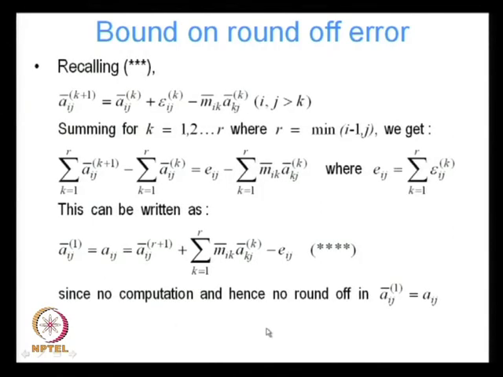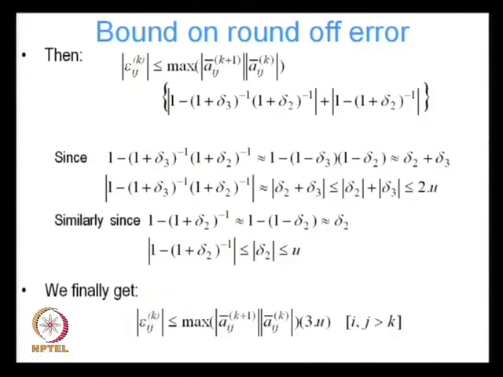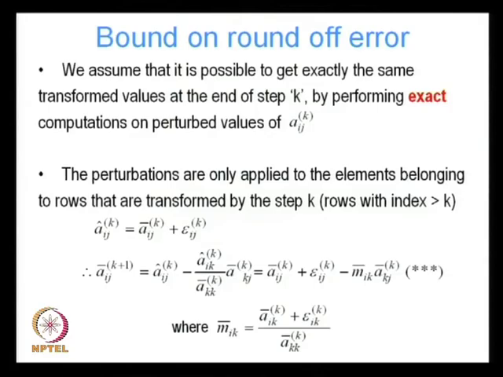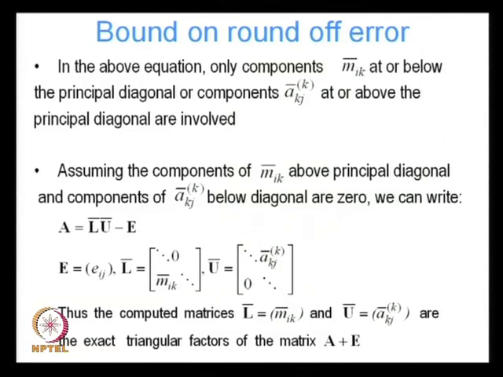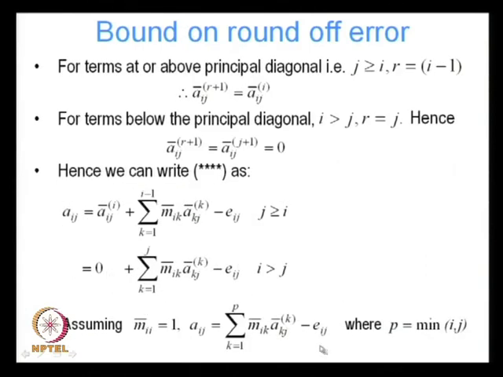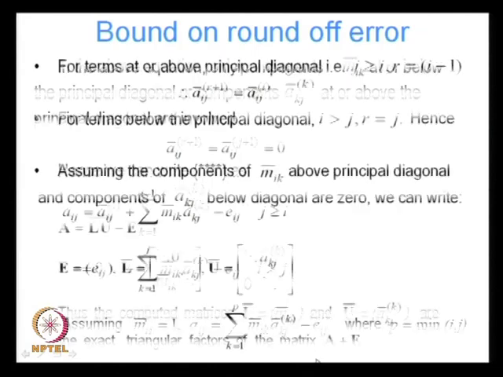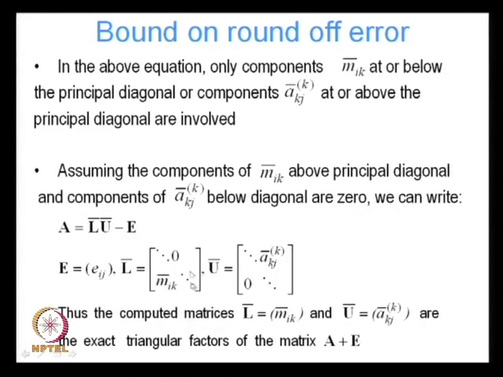This is a lower triangular matrix, that is an upper triangular matrix. So, in that case we are going to get A is equal to L bar U bar minus E, where E is the matrix whose components are given by Eij. Let us go back to the previous slide. These components are given by Eij, and L bar is what we just discussed, its components are m bar ik, and U bar has components A bar kj.